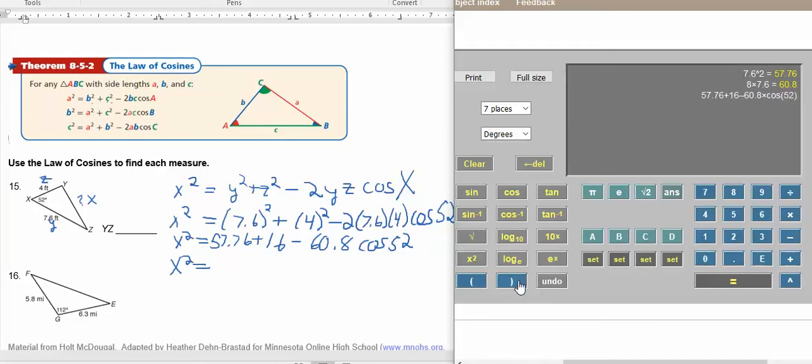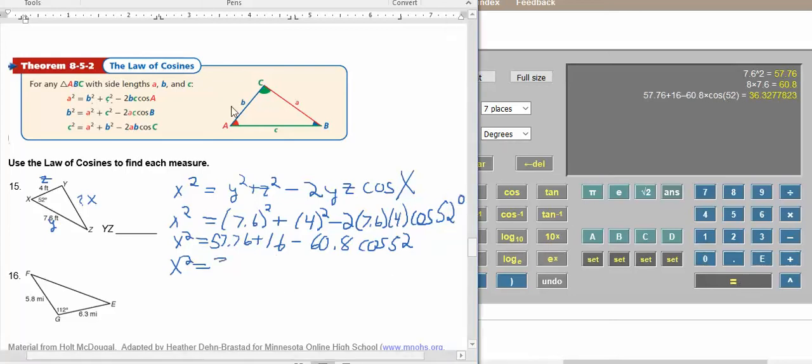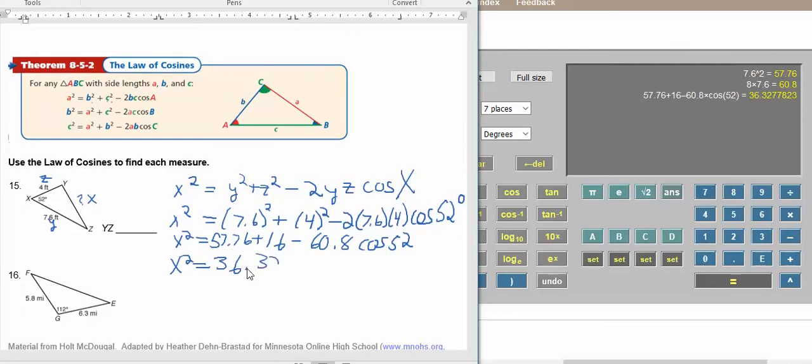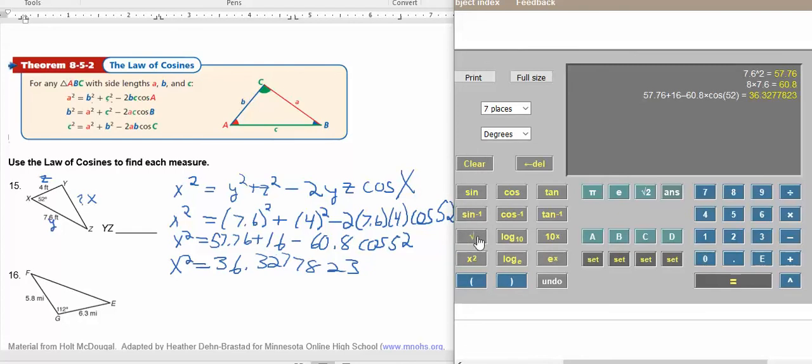So let's look at what we got here. I'll get that plus that minus that. This should be what x squared is equal to. So x squared equals 36.32778 and so on. Now we have to take the square root of that. There's two ways to do that. I could take the square root sign and push the square root, and then I could type all that in again.